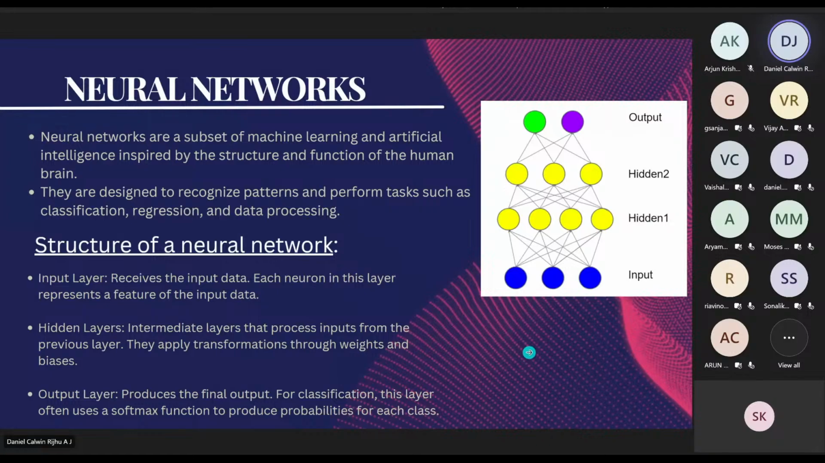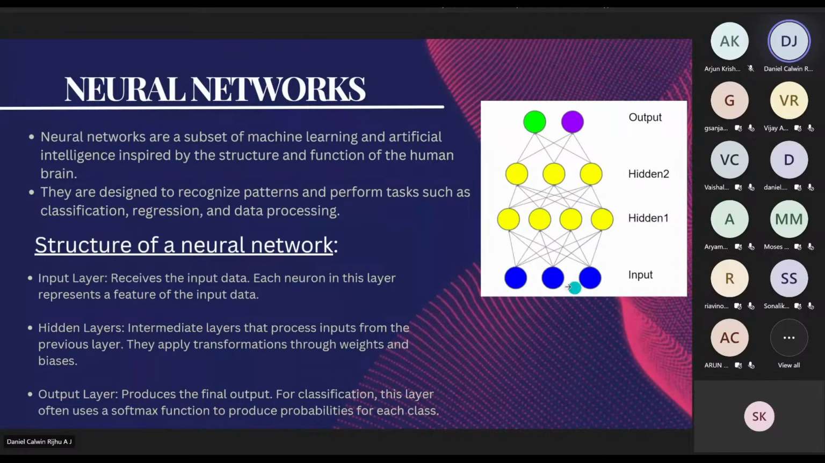A typical neural network looks something like this with multiple layers, and each layer is made up of several nodes, and these nodes are termed neurons. As you can see, we have an input layer over here which consists of three neurons, and they are color coded with the blue color.